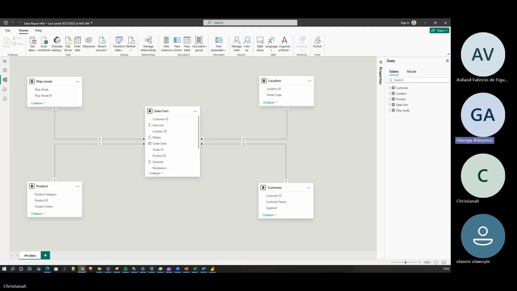Okay, guys, so we can stop here for today. By the time we come next week, we are going to start writing DAX. So prepare for DAX. Any questions?